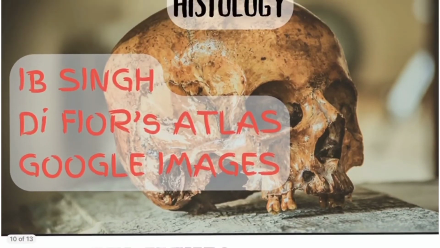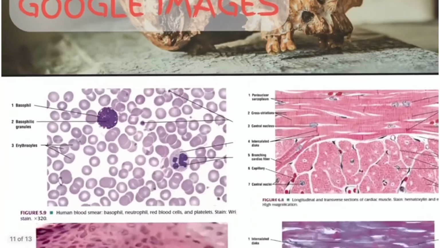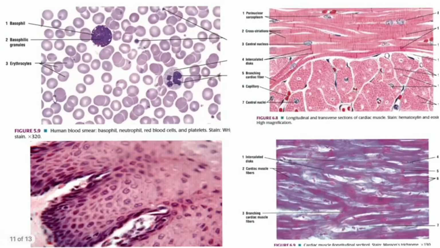So yeah, IB Singh is good for theory, and Di Fiore you can use for the electronic plates or the electron microscope images of the slides, right? So for example, these are some pictures I took from IB Singh and Google images and Di Fiore. So yeah, this is a TS of a cardiac muscle, and this is how you actually see the slide under the microscope. Okay, so side by side you carry your textbooks in the hall and you relate the structures you see in the actual microscope to what's drawn in the book. So you'll get a clear picture of what goes on.